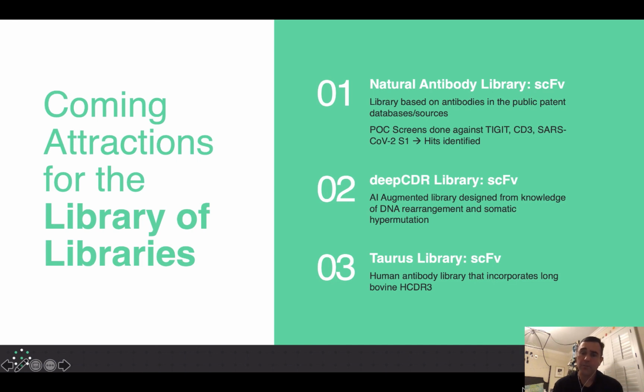And then finally, we're working with a company called Taurus, which has a lot of knowledge of cow antibodies. And so we're trying to create a human scFv library that's now in an antibody framework that incorporates a lot of these long, heavy chain CDR3s derived from cows that may allow us to drug a lot of difficult targets like GPCRs and other difficult to drug targets.